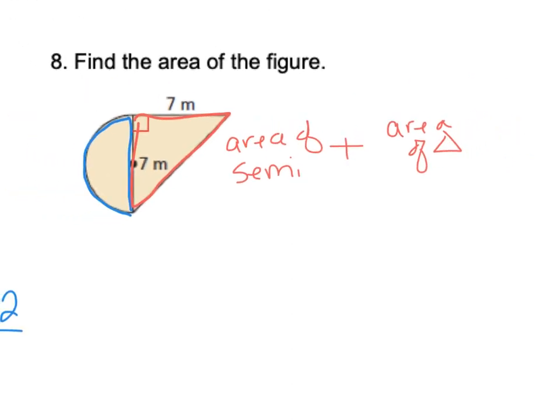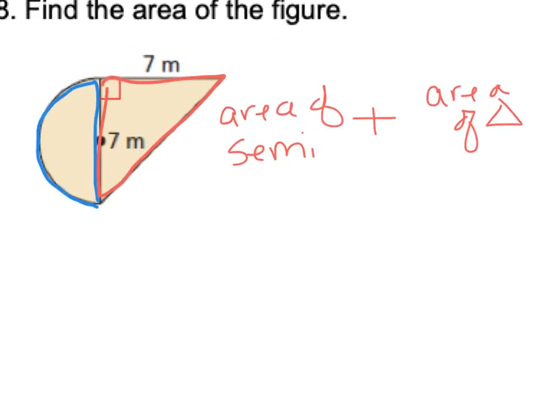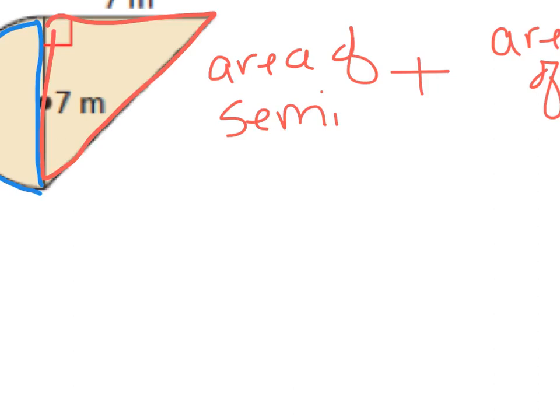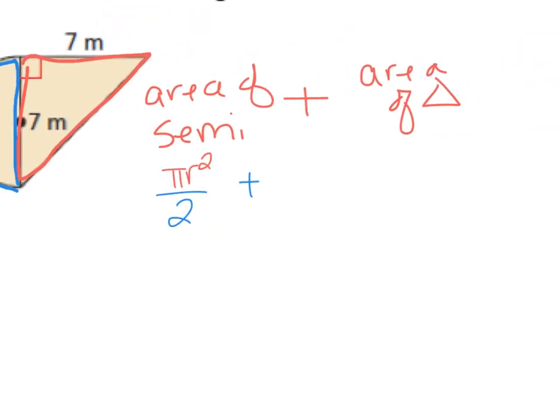Well, if we want to find the area of a semicircle, remember, it is half of a circle, which means the area of a whole circle is pi r squared, but we don't want the whole circle, we only want half of it, so I'm going to divide that by 2. That's going to be my semicircle. Then I'm going to add it to the area of a triangle. Area of a triangle is just half the base times the height. That's a formula that we've learned in years past.